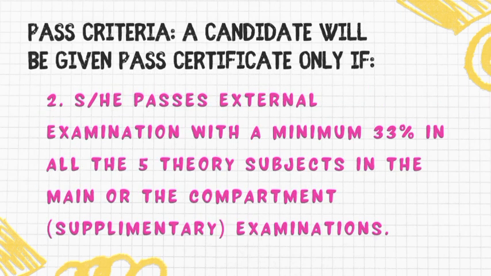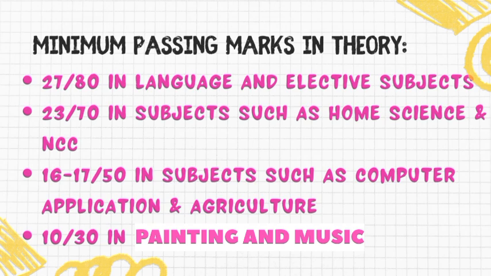Now the second criterion. You must get minimum 33% in all the 5 theory subjects in the main or the compartment or supplementary examination. Now the compartment exams are known as supplementary examinations. So don't get confused here. Now let us see the passing marks.